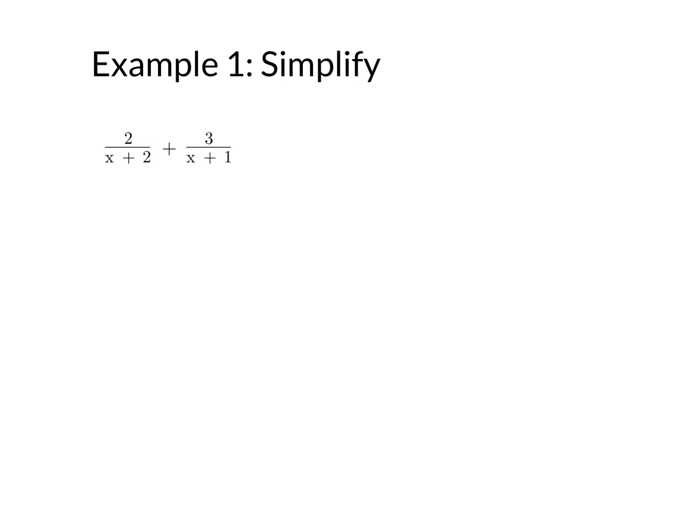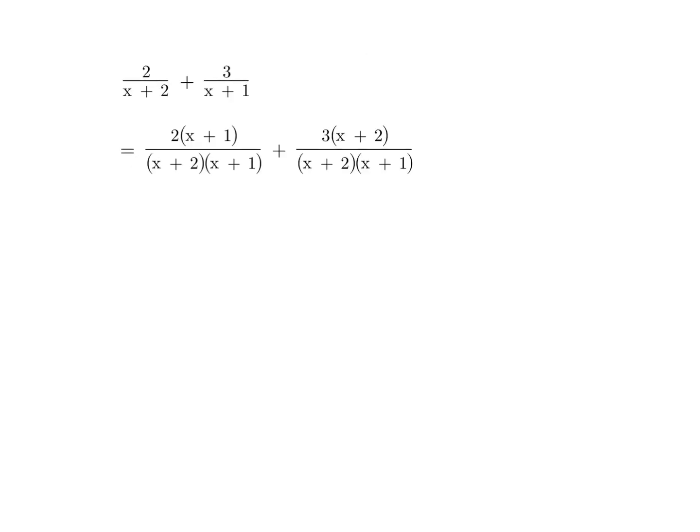So here's our first example. Simplify, and we're going to do 2 over x plus 2 plus 3 over x plus 1. So this is a very straightforward one, no factorising needed. And the first step is if we want to find the lowest common denominator, we can simply multiply the two denominators together. So in this case, your denominator is x plus 2 times x plus 1. So the first fraction needs an x plus 1 on the top, and the second fraction needs an x plus 2 on the top.